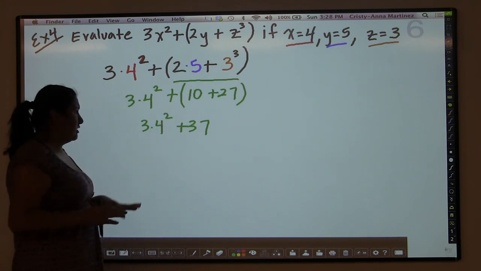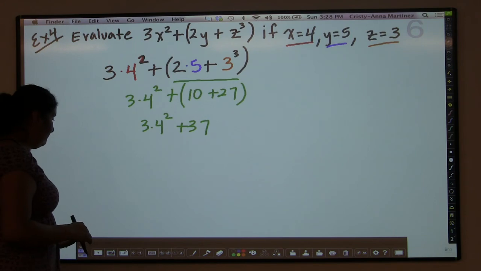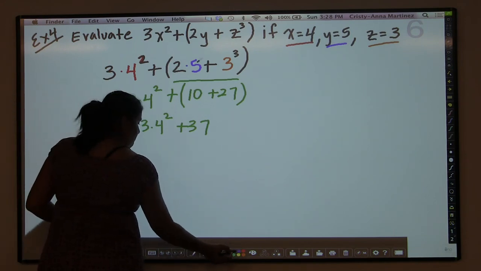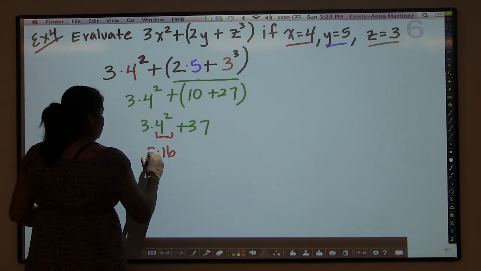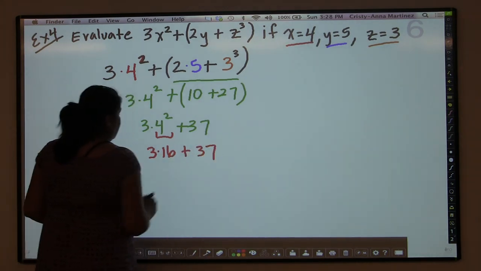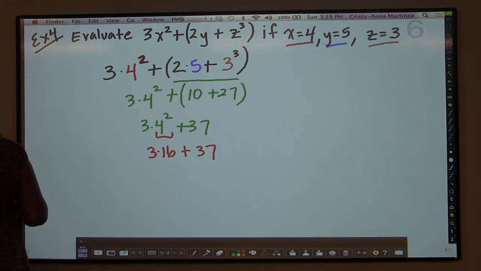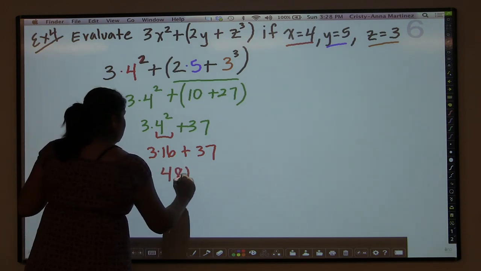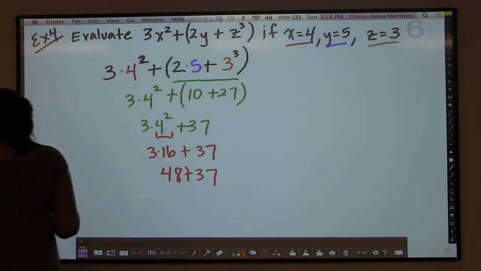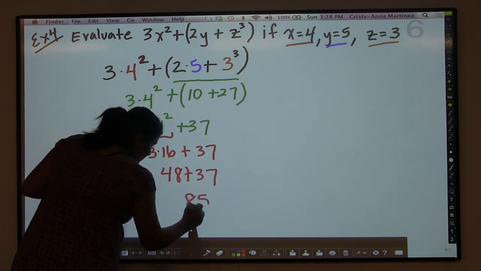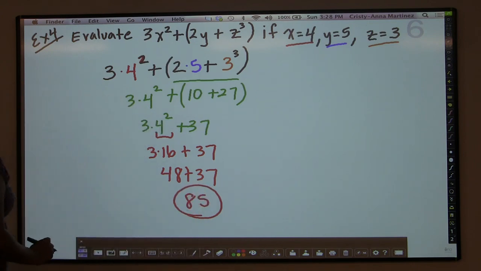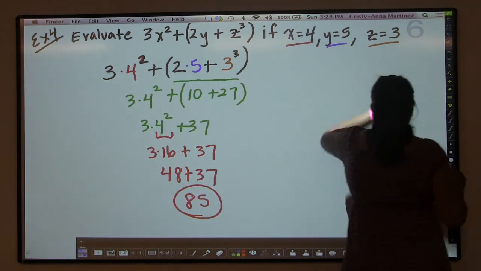Now as we look at our resulting expression, we have exponents again, so we want to do those first. So we're going to get, right here, our 4 squared is 16 times 3 plus 37. And 3 times 16, I believe, is 48. So 48 plus 37. And then our very last step is to add 48 and 37, which is a whopping 85. All right? So that is how you evaluate when you're given values for the variables.